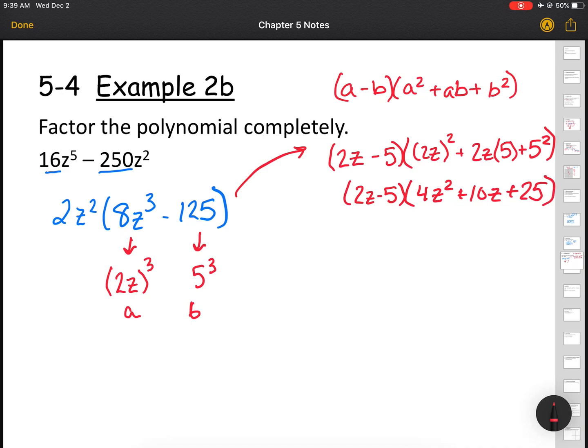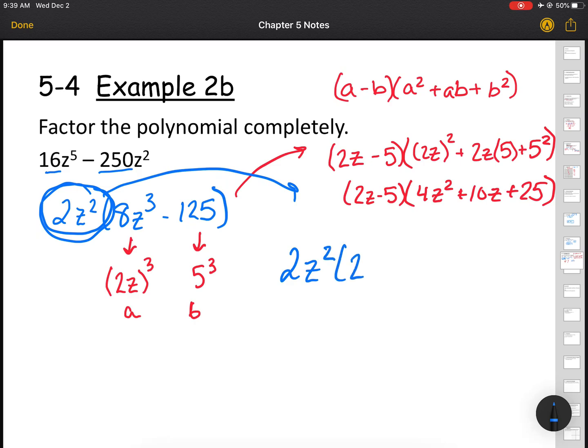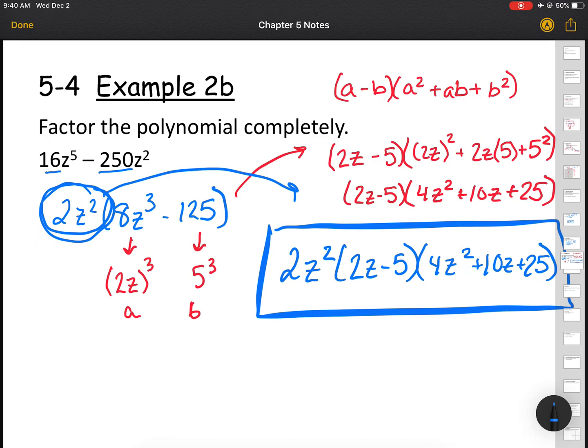But that's not my answer, because remember, I had this 2z squared that I factored out in the beginning. I've got to put it over here with it. So my final, completely factored expression of my original expression is everything put together here. And again, these can get confusing, but if you write out your patterns and have them handy, figure out your terms A and B, and just follow the pattern and put them together in the end, it won't be so bad. So here's my final expression factored all the way completely.